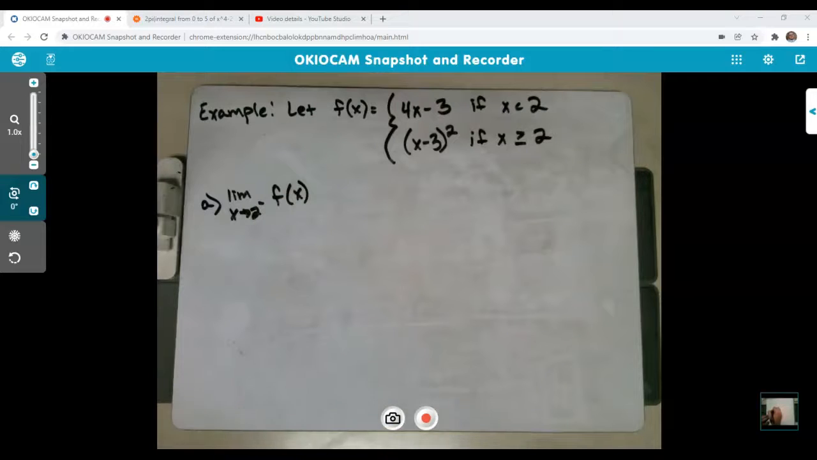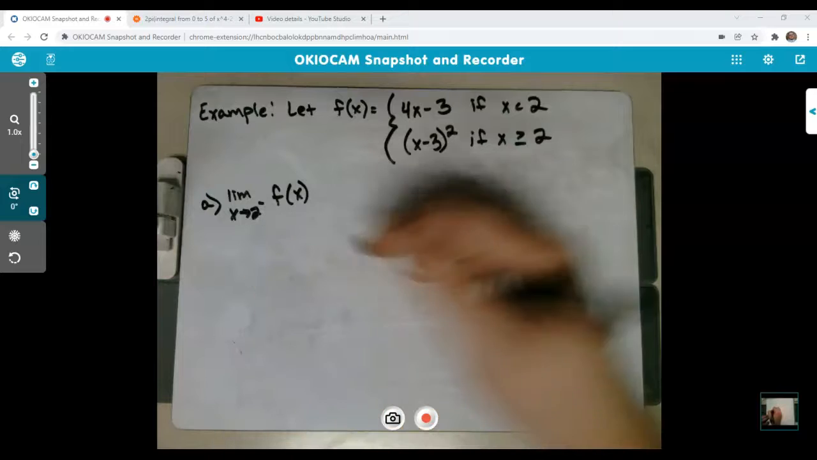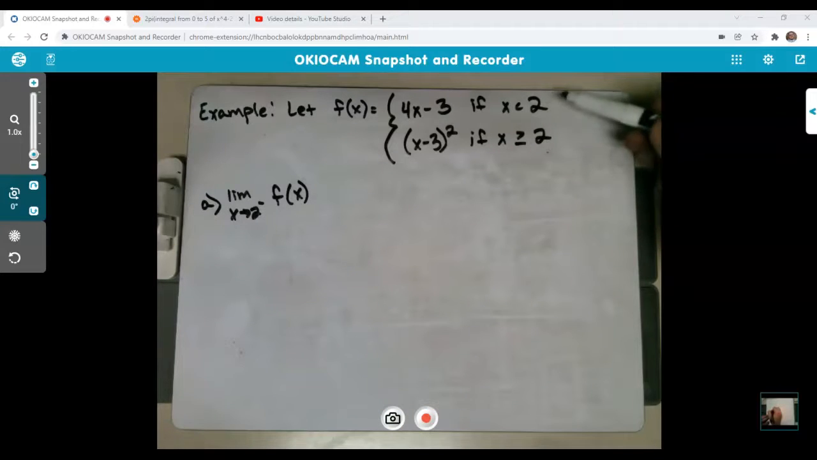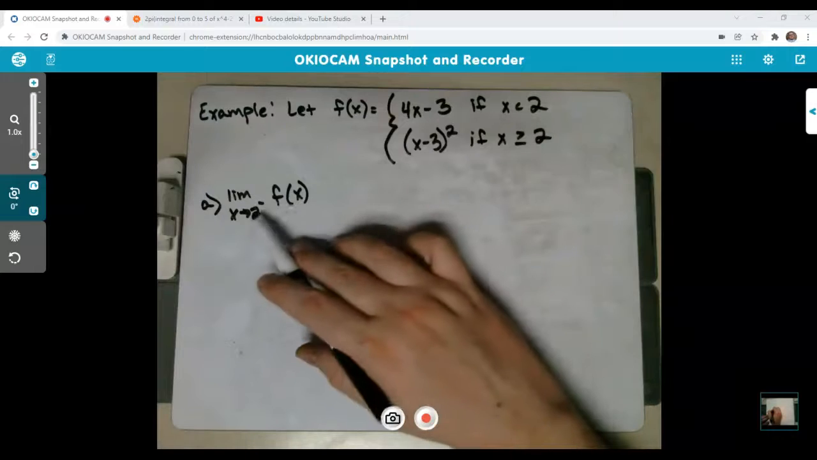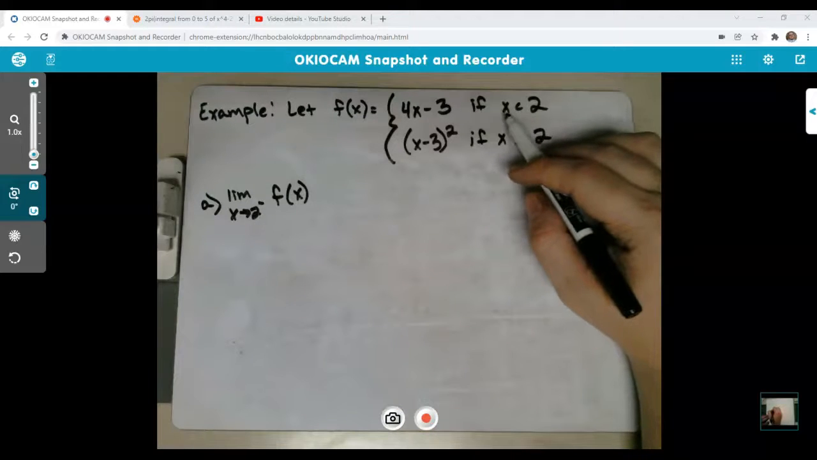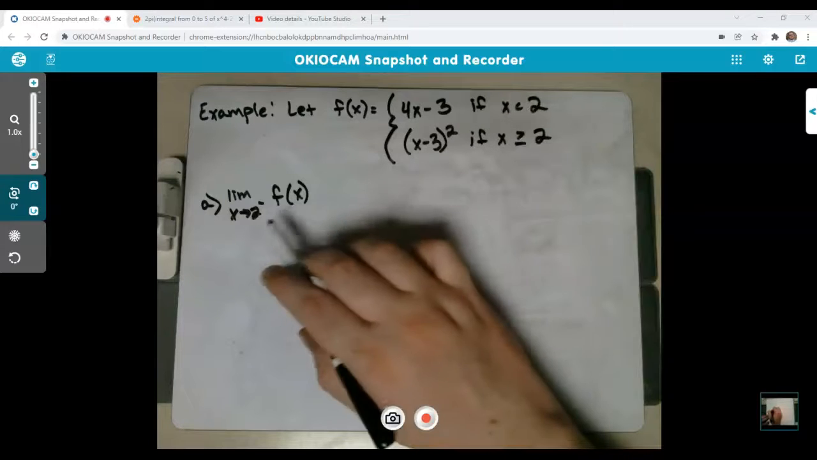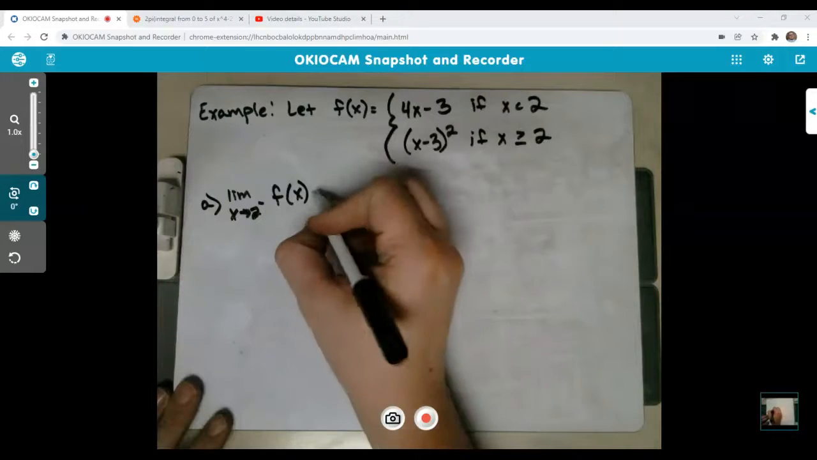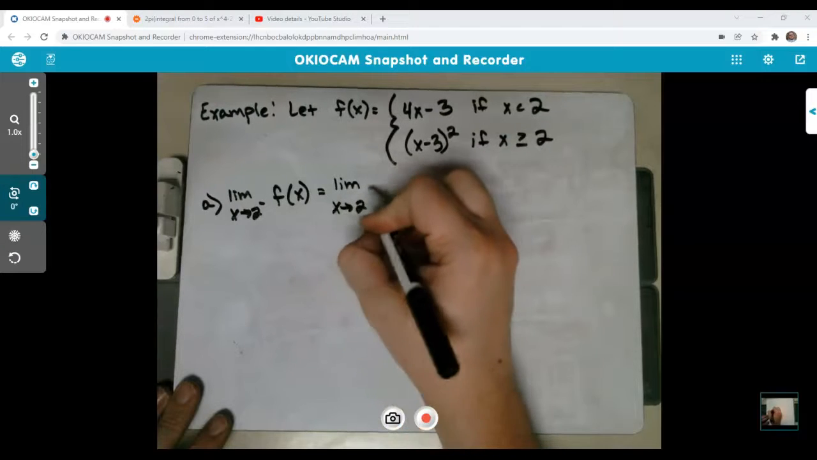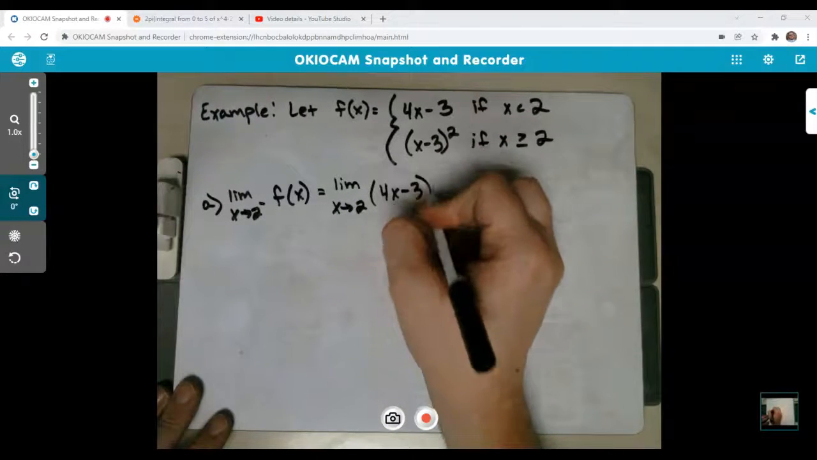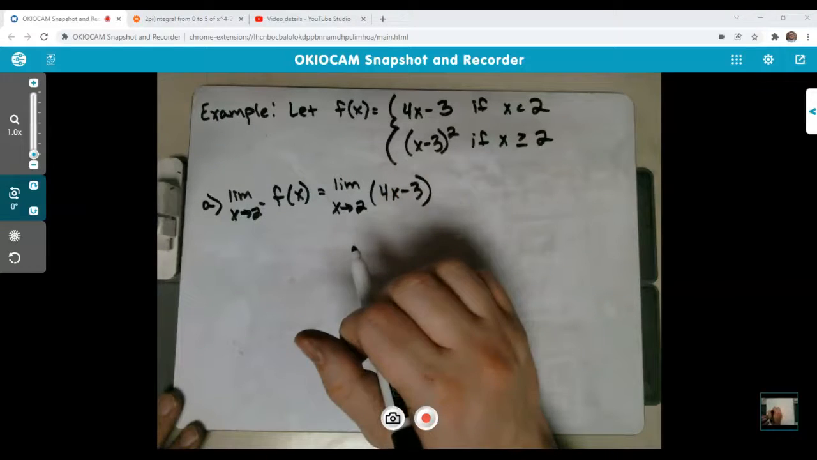So let's think about this. I'm approaching 2 from the left. Since this is split up into 2 halves, I've got to look at this and say, which one of these is on the left side? Well, since right here it says x is less than 2, that's my left-hand side. So for going from the left-hand side, I'm going to use 4x minus 3. So that's the limit as x approaches 2 of 4x minus 3, because I'm going from the left-hand side, and so I want the one on the left.